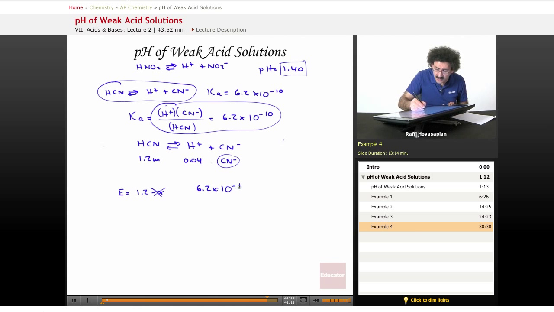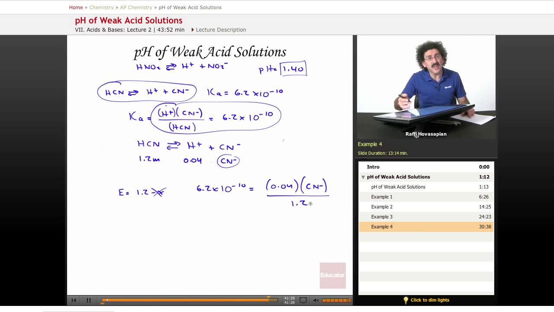6.2 times 10 to the negative 10 is equal to 0.04, which was the hydrogen ion concentration we found from the HNO2 dissociation, times the CN minus concentration over the HCN concentration, which was 1.2 molar. And then when we solve for this, we end up getting a CN minus concentration, and this time I will use the square brackets, 1.86 times 10 to the negative 8 molar.